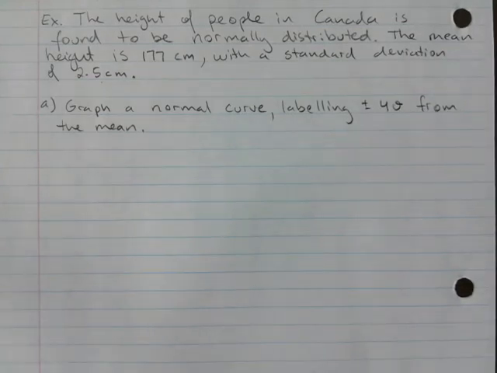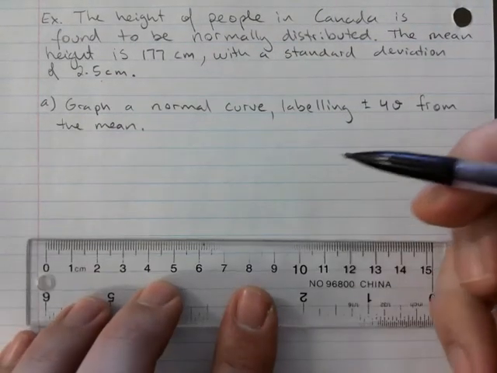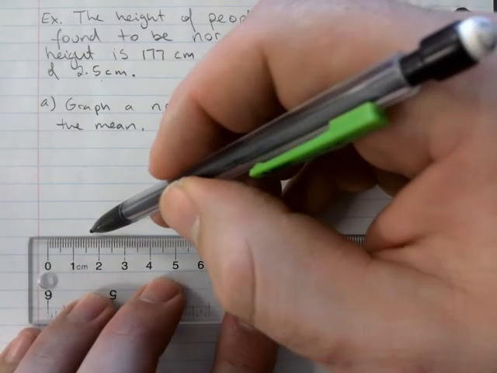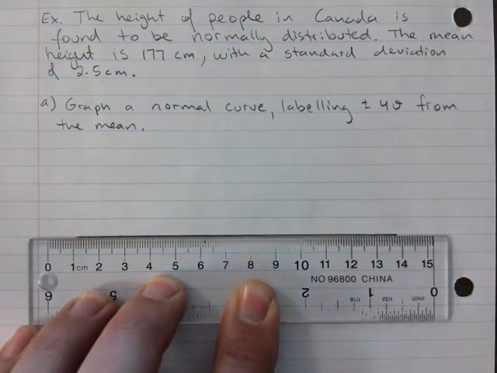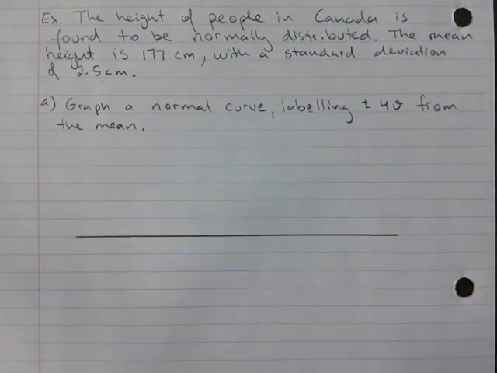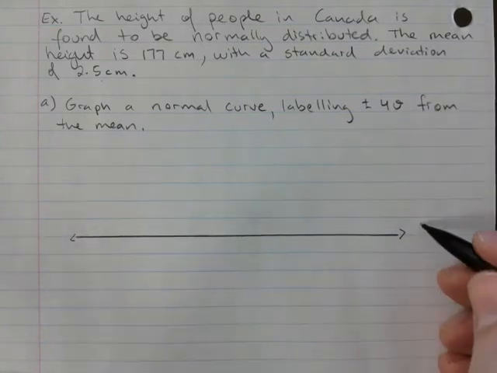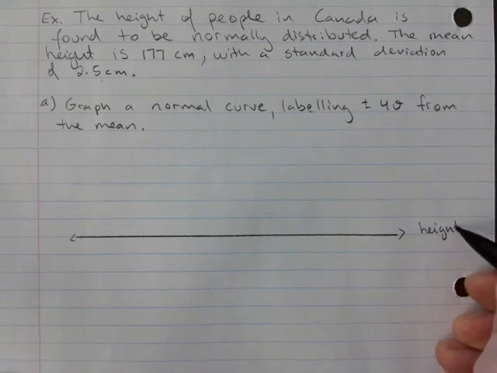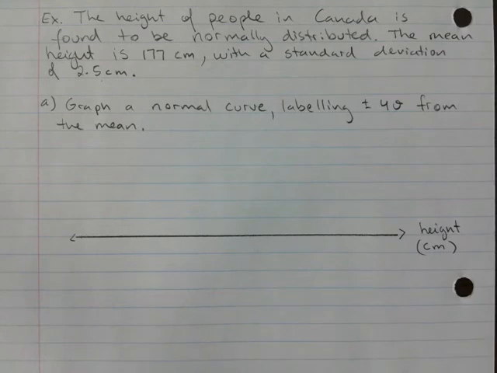So you always want to leave 2 or 3 fingers. If it's my finger, it's probably 2. If it's your finger, it's probably 3 or 4. My fingers are a lot bigger. So you want to leave yourself some room and just make a straight line like this. That's going to be the x-axis, so to speak. And we're talking height. That's what we're collecting. And that height is in centimeters. So you got to make sure you have that written down.